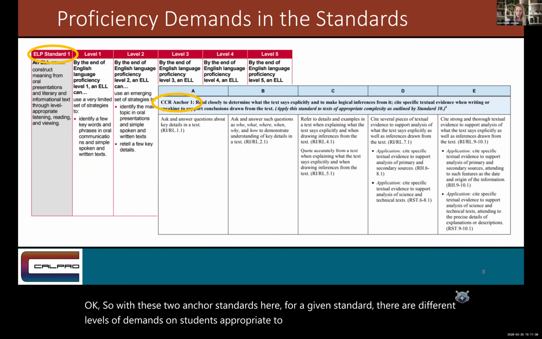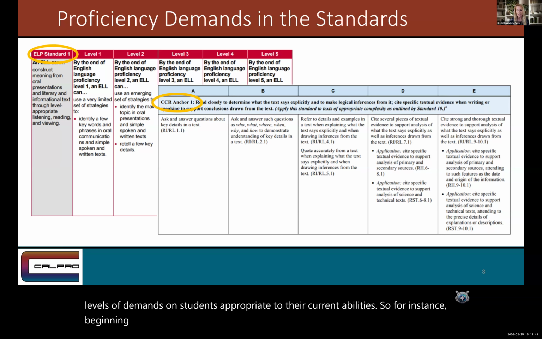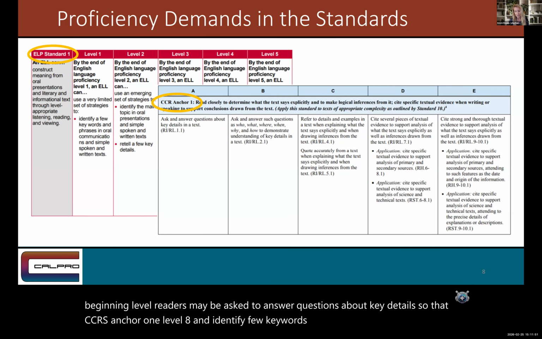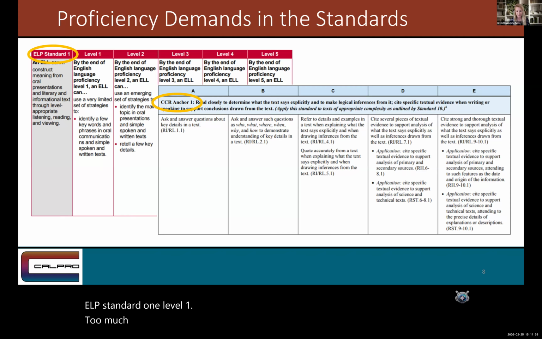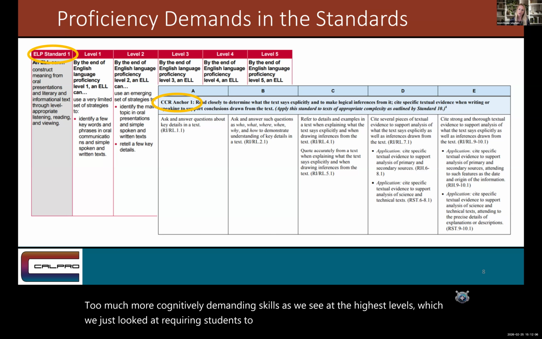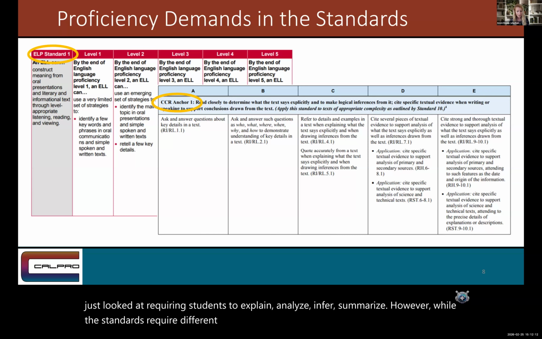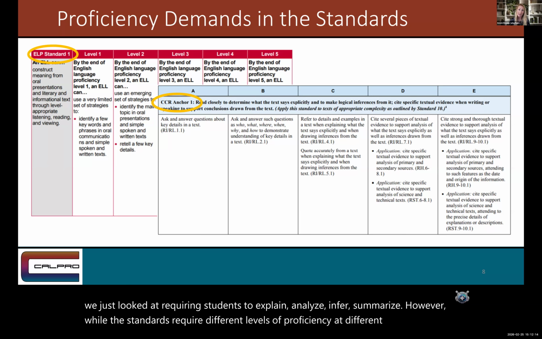So for instance, beginning level readers may be asked to answer questions about key details. That's CCRS Anchor 1 Level A. And identify a few key words and phrases in written text. That's ELP Standard 1, Level 1. To much more cognitively demanding skills, as we see at the highest levels, which we just looked at, requiring students to explain, analyze, infer, summarize.